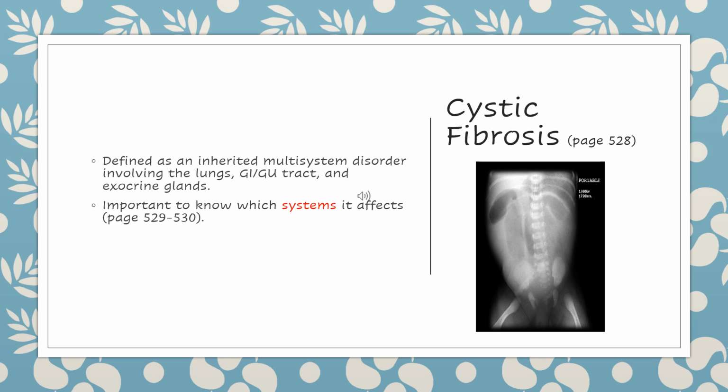Next, we're going to talk about cystic fibrosis. This is defined as an inherited multi-system disorder involving the lungs, GI tract, and exocrine glands. It's important to know which systems it affects and what symptoms it causes. Some hallmark characteristics of cystic fibrosis are obstruction and infection of the airways, poor digestion, and dysfunction of the epithelialized surfaces.